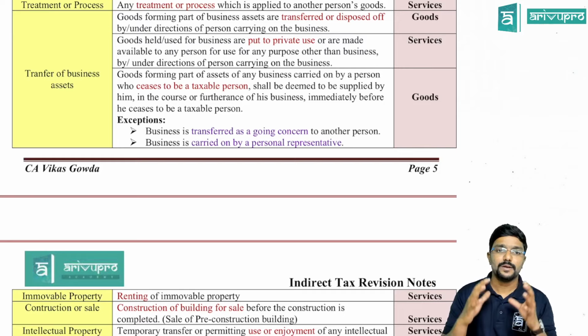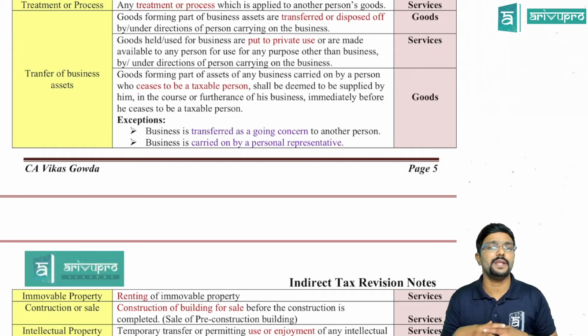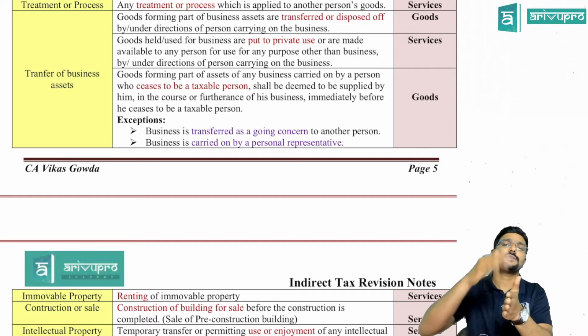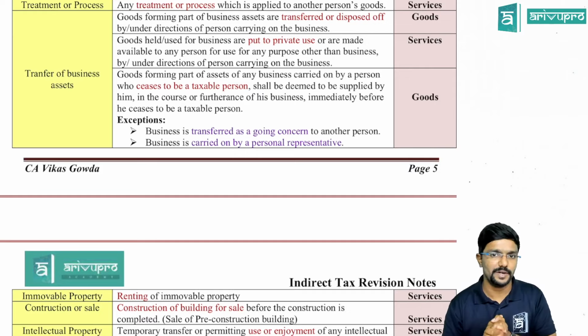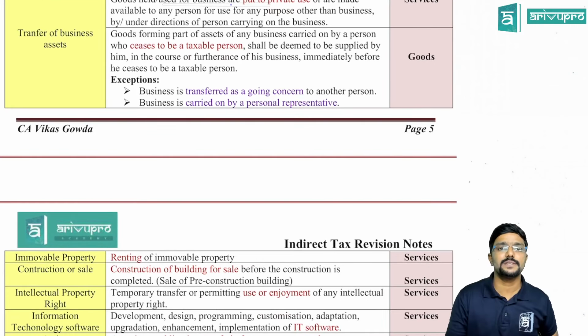Then, sir, goods forming. Assume a company was having various goods or stock or inventory. Now they are closing down their business. In that case, on the date of closing down their business, it is deemed that they have supplied all their goods or stock or inventory. So it is supply of goods. Exceptions are there, meaning in the following cases there is no supply.